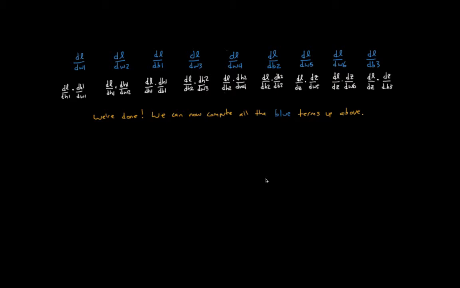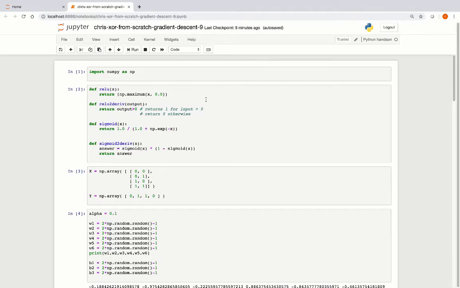We found out what the derivatives of the loss function are in terms of all the weights and biases of the neural network, and these derivatives are then used during backpropagation to adjust the weights of the network so that the neural network learns to make better predictions. Let's look at how I've implemented forward propagation and backpropagation in Python.